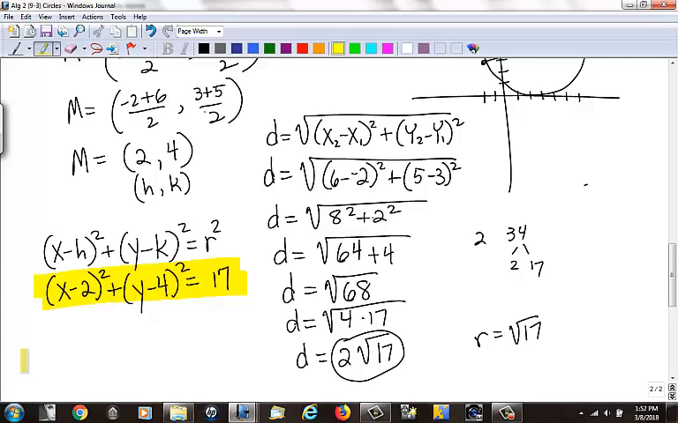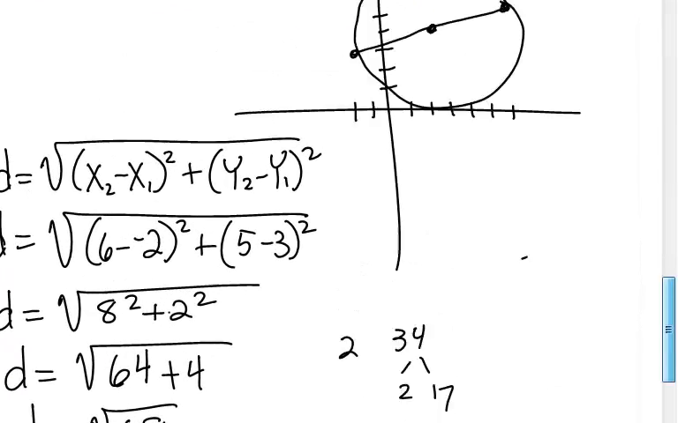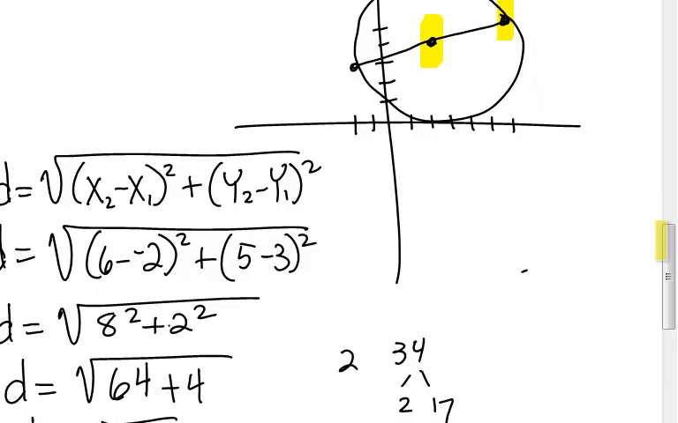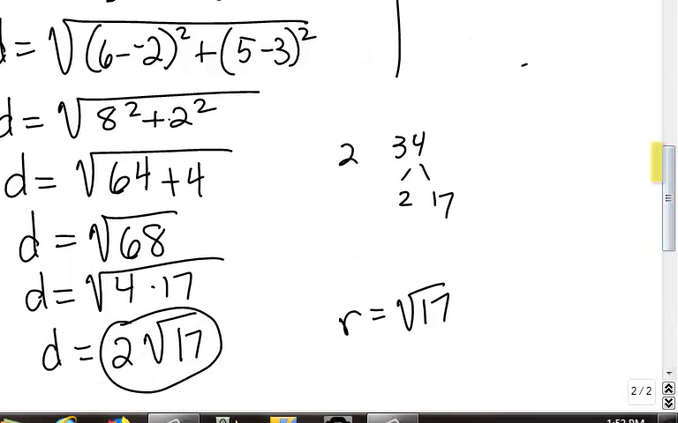So if you go for the diameter, we could have gone from the center. We could have gone from our midpoint out. We could have done that too. Okay, so the final equation is x minus 2 quantity squared plus y minus 4 quantity squared equals 17. Okay? Okay, that's it.